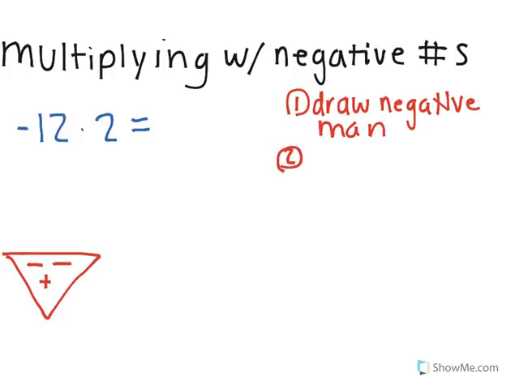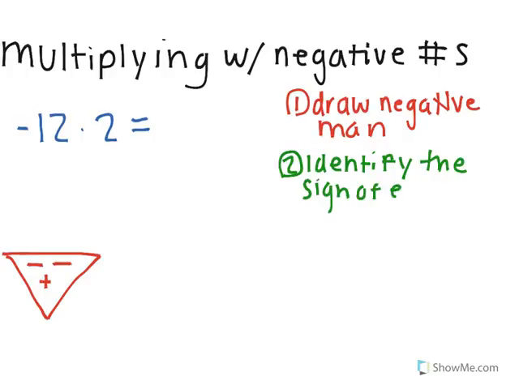Now our second step, let me choose a different color. Our second step is to identify the sign of each term. Okay, so the 12 up here is a negative 12, and since there's no sign in front of the 2, it is positive.